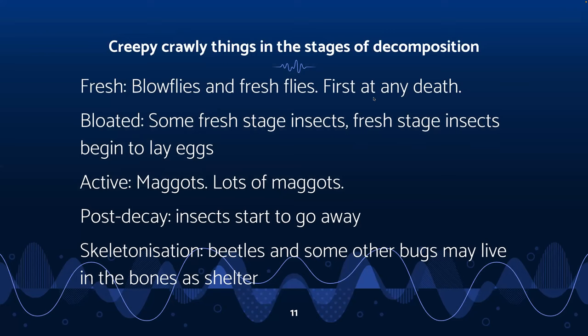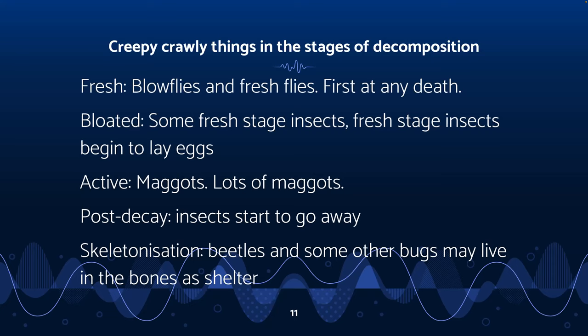All right, so these are the stages that come into play after death, into the body after the death. And according to these stages, these are the bugs that come to the body. At the fresh stage, there are blowflies and fresh flies. These are always the first ones to be at any death.